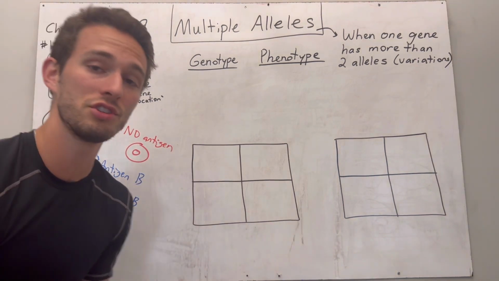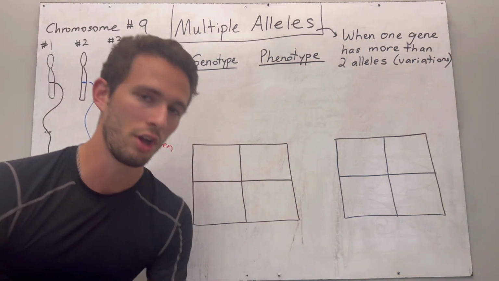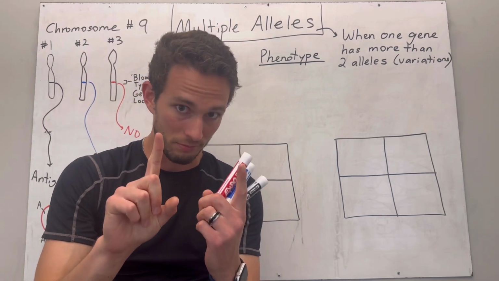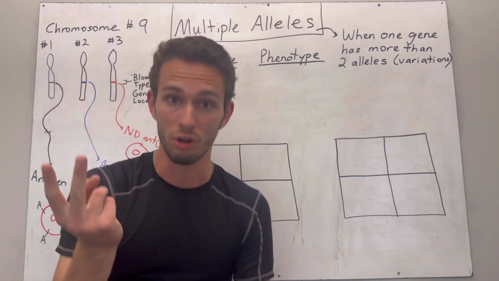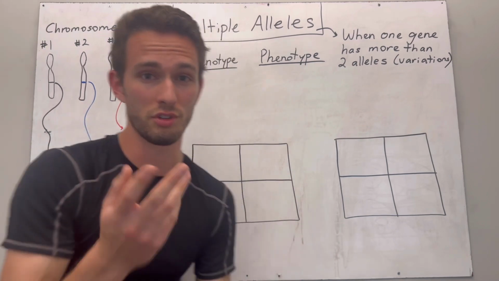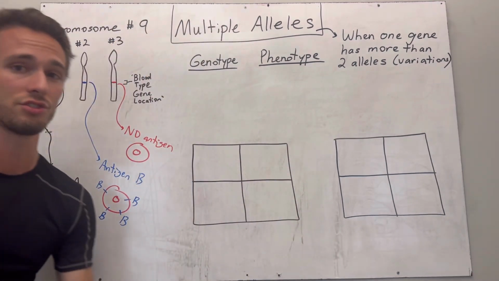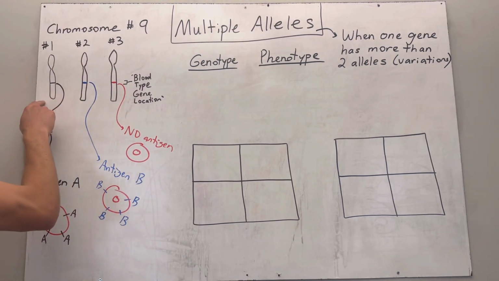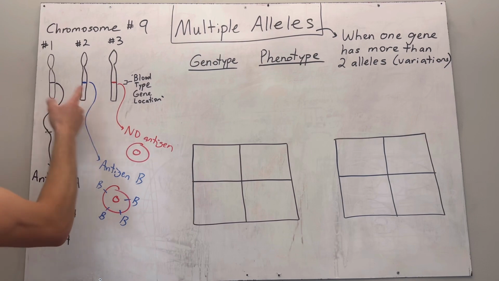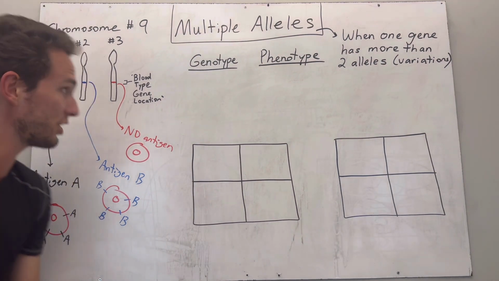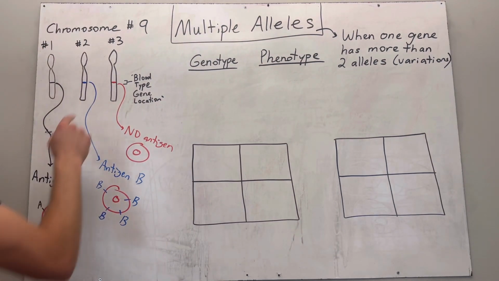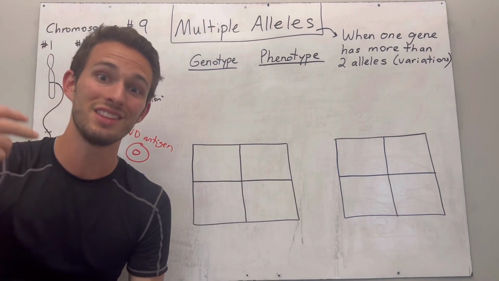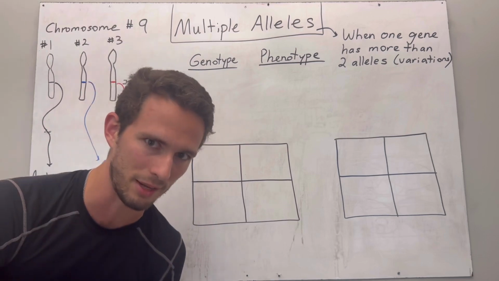So, remember, in your cells, you have 2 of each chromosome, right? You have 2 chromosome 1s, 2 chromosome 2s, and so forth. So therefore, you have 2 chromosome 9s. So you take your pick. You get 2 of these, all right? You can have 2 of these, 2 of these, 2 of these, or you can have a mix and match of them, okay? So maybe you have 1 red, 1 blue. Maybe you have 1 red, 1 black. Maybe you have 1 black, 1 blue. It's just a mix and match, and this is where we determine our blood types, okay?